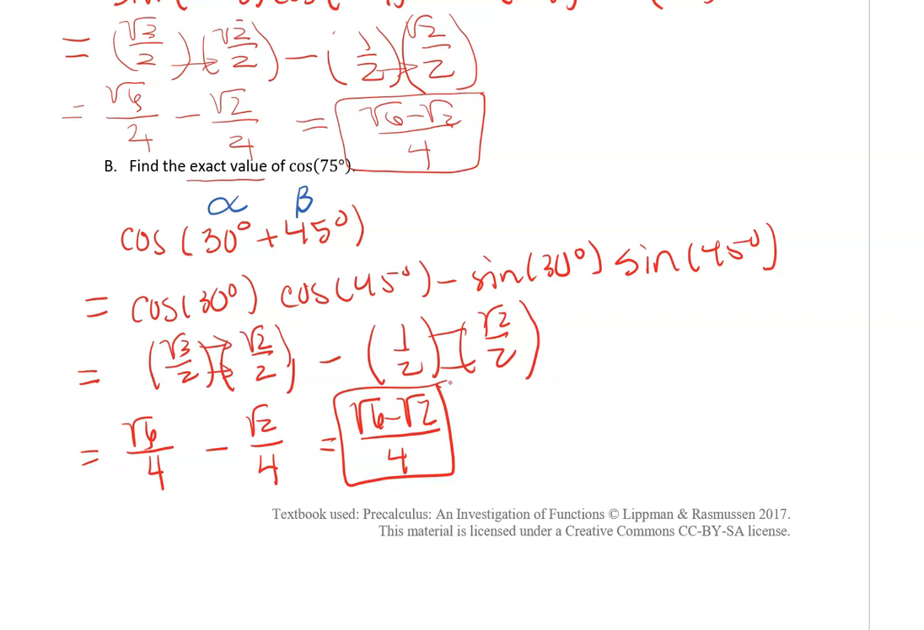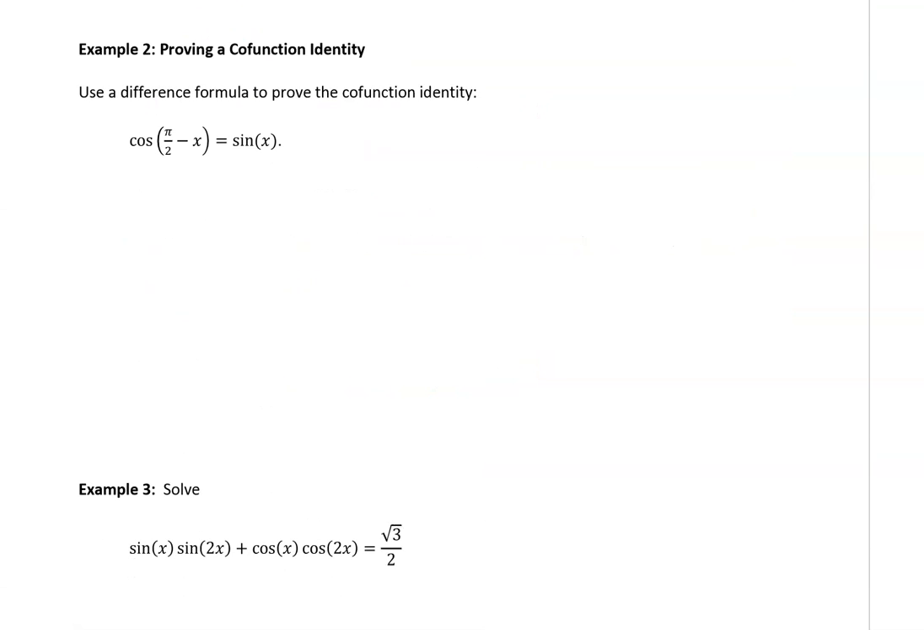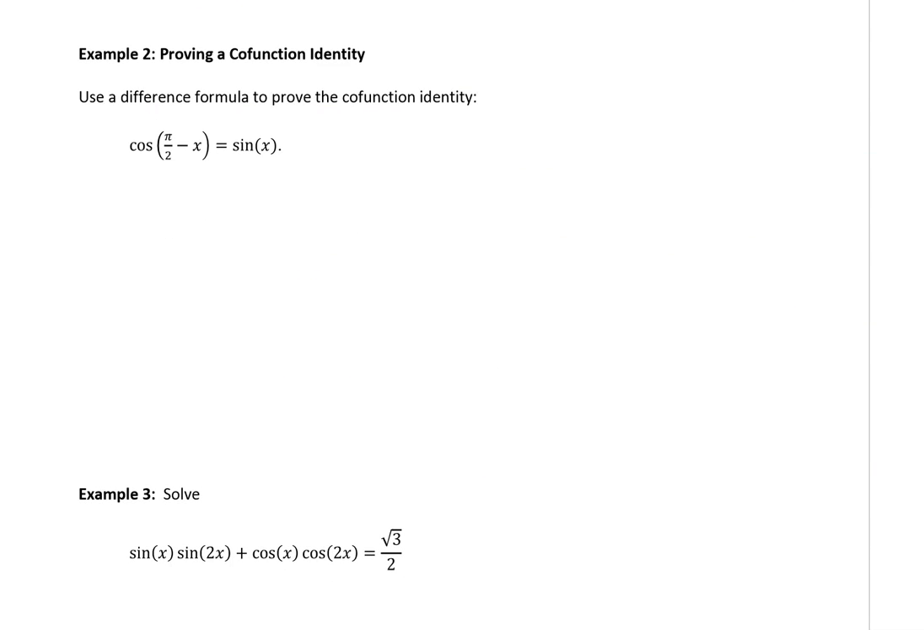Let's do one more of these, and let's use it to prove something. So this says, proving a cofunction identity. Use a difference formula to prove the cofunction identity. When you're trying to prove something like this, and you have two equal signs, but not equal to some value, you want to start with one side of it, and then result in the other side. I'm going to start with cosine of pi over 2 minus x, and my goal is to end with sine x, and that would be proving this.